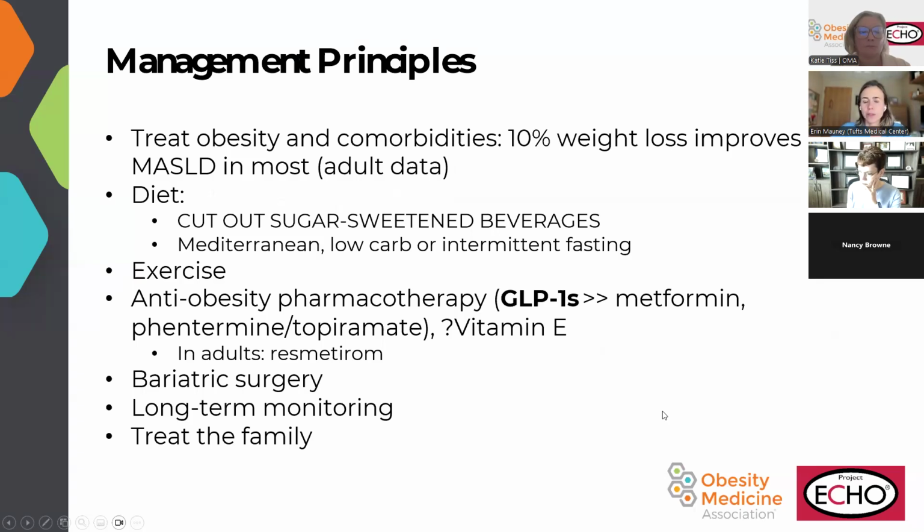The general management principles are to treat the obesity and treat associated comorbidities. We know that 10% weight loss improves or resolves MASLD in most. This is from adult data, but does seem to be borne out in kids too. So that is a decent amount of weight loss, but it is also doable for families. And I do find having them have a concrete target that they're aiming towards is very helpful and motivating.